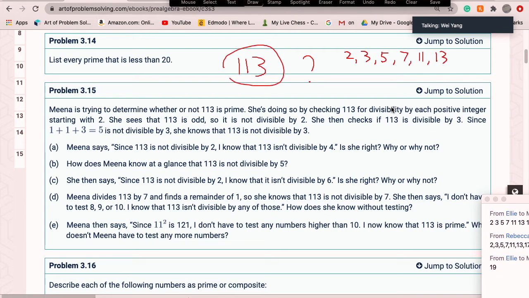Dago is coming in. So Dago, we are working on example 3.15. We try to check if 113 is a prime number.